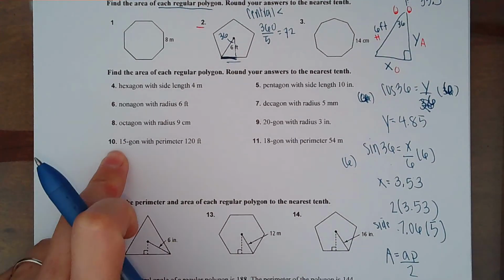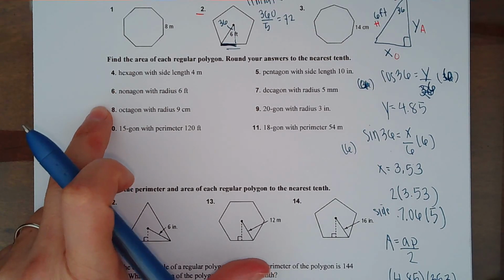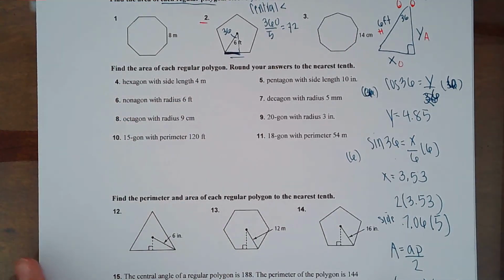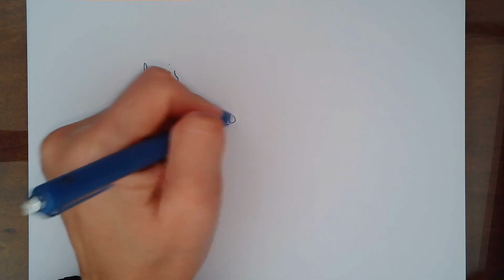All right, I'm going to jump to number 6. So a nonagon with a radius of 6 feet. Okay, a nonagon has 9 sides, and I'm not going to draw that. So I'm just going to say 9 sides, and I'm going to find my central angle. So I'm going to do 360 divided by 9, which would give me 40. But keep in mind, I've got to divide that by 2, and that would give me 20.